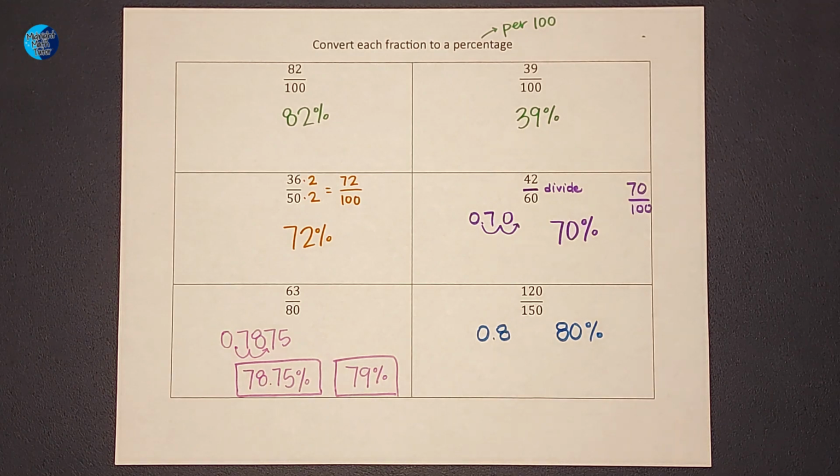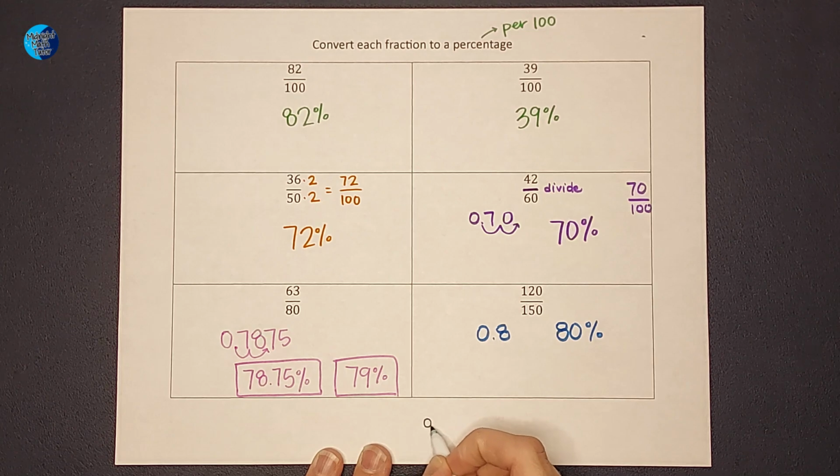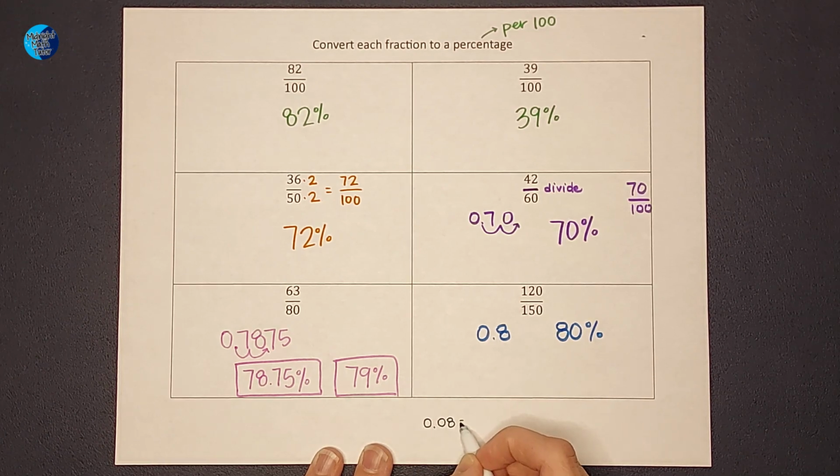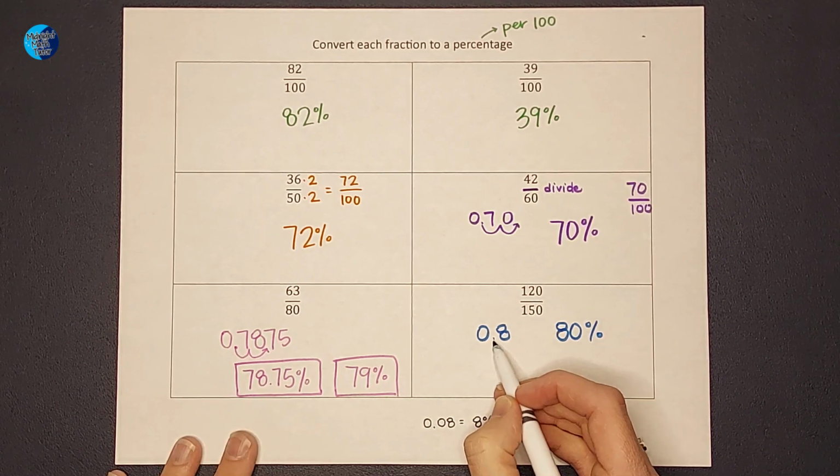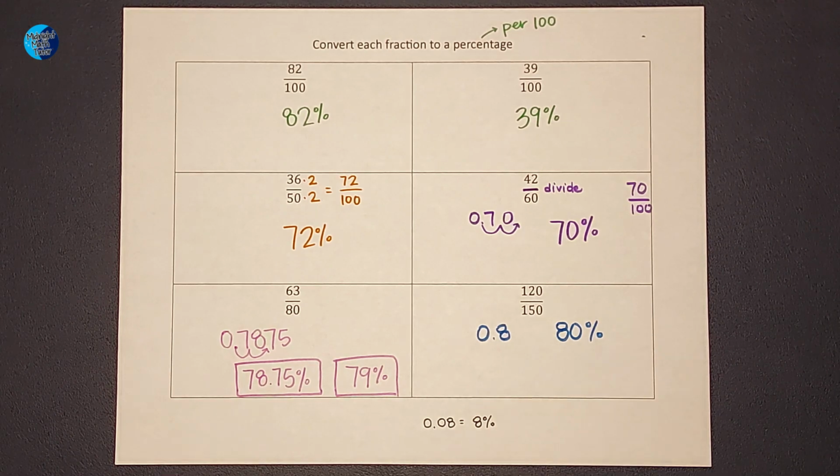All right. Now, as a side note, if you were thinking, why isn't that 8%? Well, 8%, let me do it in a different color, would be if you got 0.08 like that, that would be 8%. Because this one was 0.8, we move that over twice and get 80%.